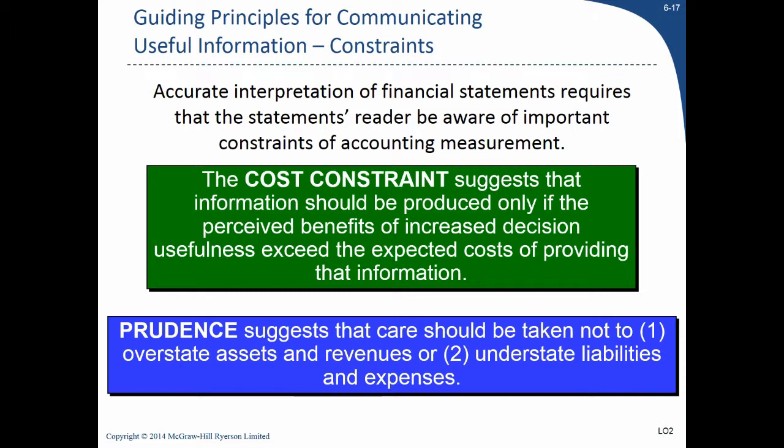Okay, so what are some constraints when reporting? Okay, the cost constraint suggests that information should be produced only if the benefits of increased decision usefulness exceed the expected costs. What does that mean? Let's go back to the Google example. If you're missing $10 in your Google and it'll take somebody 2 weeks to figure out where it went, how much more decision useful is it to the readers of the financial statements? Not at all. And you're going to pay somebody to spend 2 weeks to find it. So the cost constraint says you shouldn't be undertaking that activity. It's just basic cost-benefit analysis.